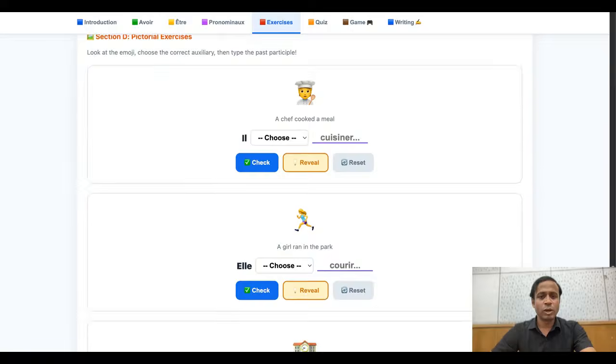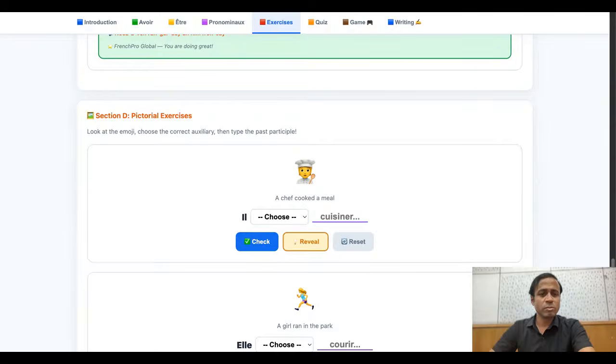Now you see section D. Look at the emoji and choose the correct auxiliary, then type the past participle. So you have to choose the correct auxiliary, whether avoir or être, and then type the correct past participle. For example, il dash cuisine. Cuisine means to cook. So a chef cooked a meal. Now you decide: will this take avoir or être?